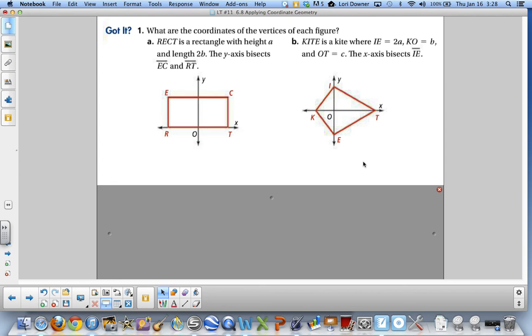What are the coordinates of the vertices for each figure? Here is a rectangle. The rectangle has a height of a, so we'll put a. It's got a height of a, and it's got a length of 2b. The y-axis bisects EC and RT. So I want you to pause the movie, try this one on your own, and press play when you're finished.